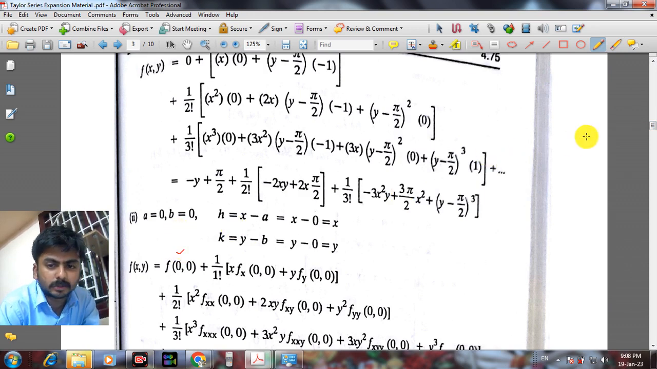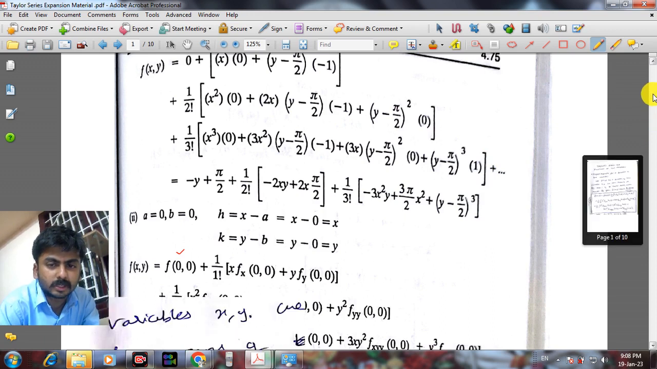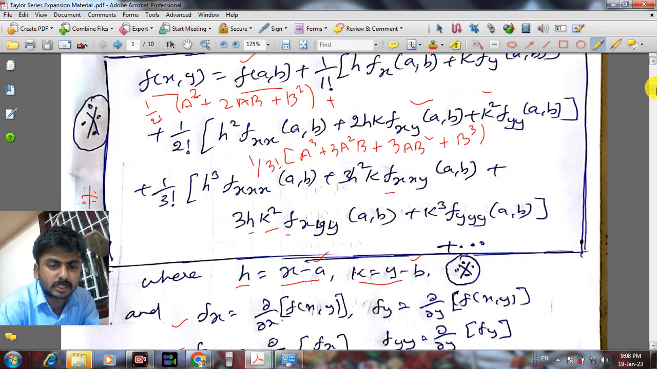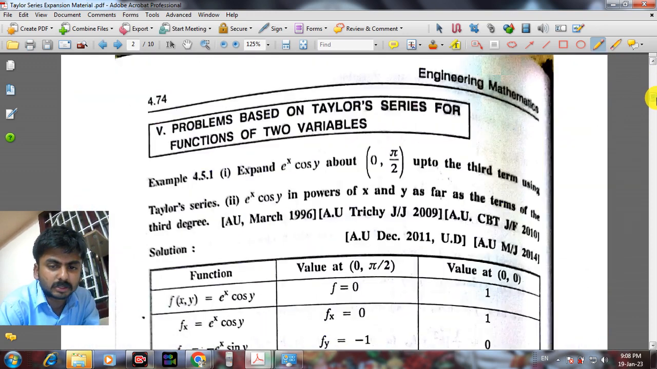This is our second question. Just a minute, since it is a PDF, it is not supporting me very fluently. So in our first question we want to find the Taylor series expansion about a point 0, pi by 2. But in the second question we want to find the Taylor series expansion, but they have not mentioned at what point we want to find it.